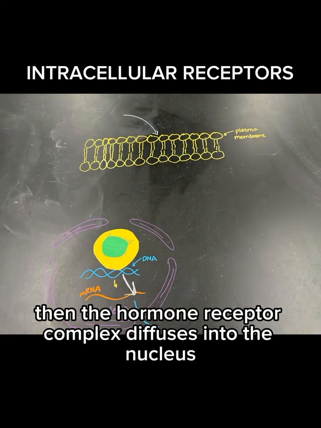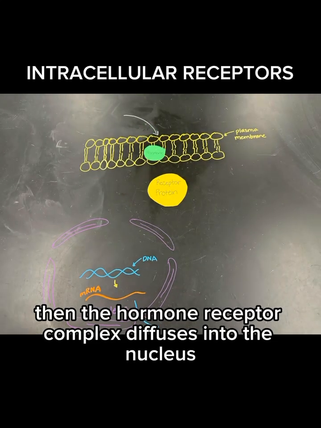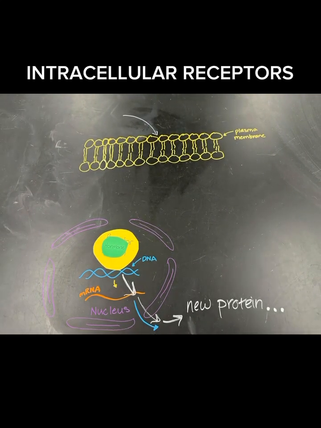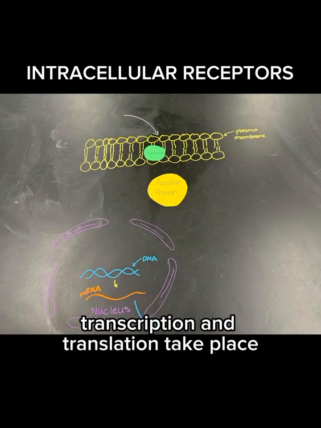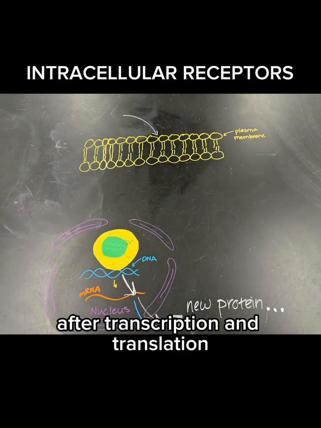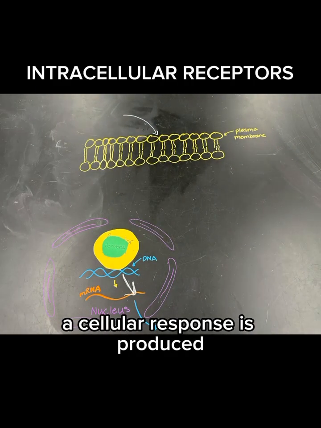Then the hormone-receptor complex diffuses into the nucleus and binds to the DNA. After this process occurs, transcription and translation take place. After transcription and translation, a cellular response is produced.